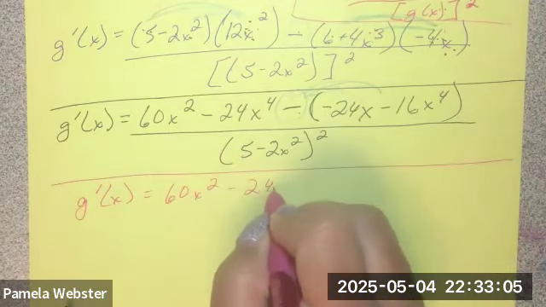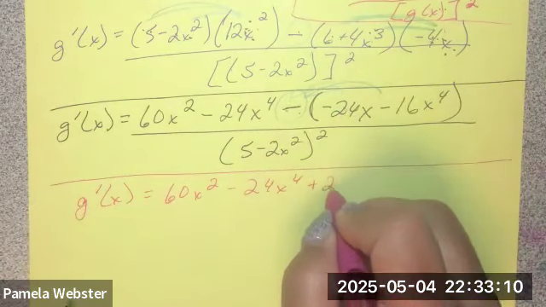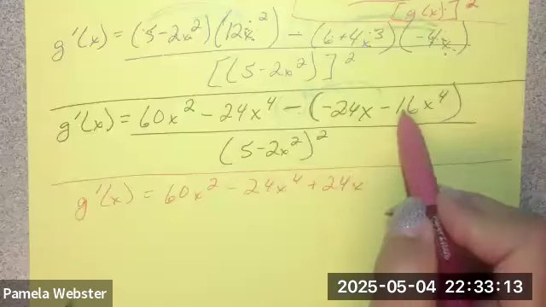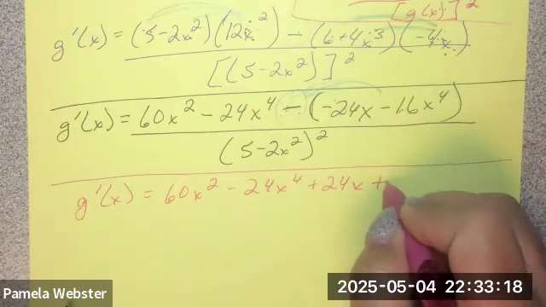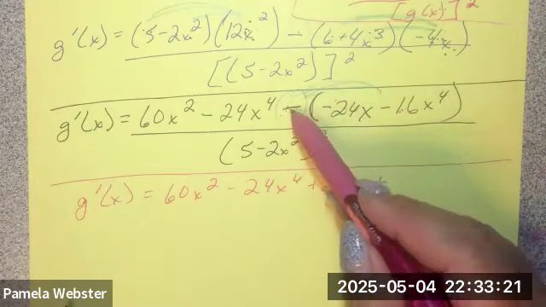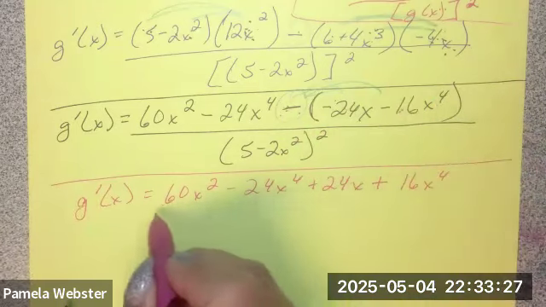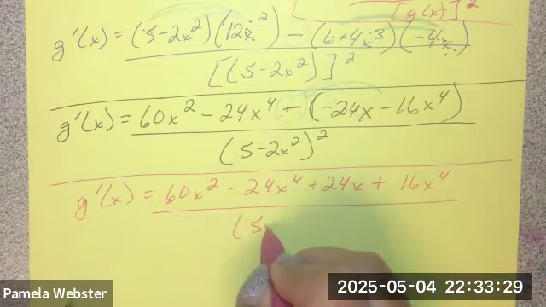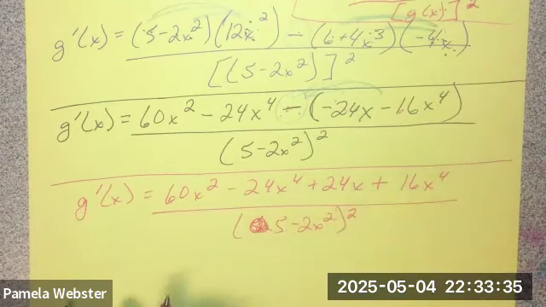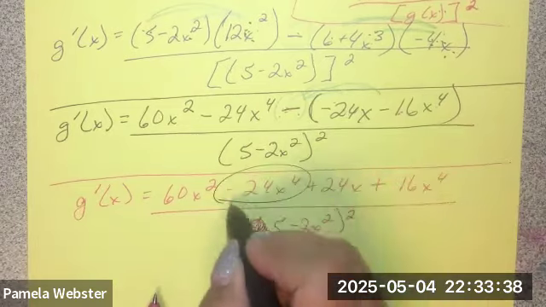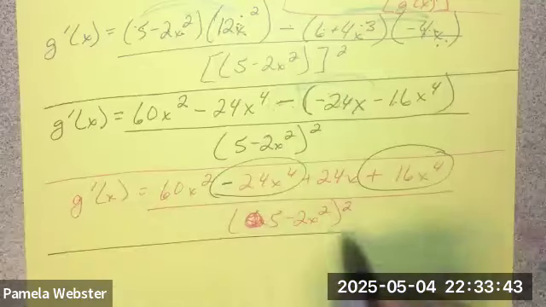60x squared minus 24x to the 4th, and this is going to be minus a negative 24, which is a plus 24x. And minus a negative 16 is plus 16x to the 4th. All over that stuff, 5 minus 2x squared. I can't even just copy it without making a mistake. So it happens, guys. Minus and positive. Those are x's to the 4ths, right?